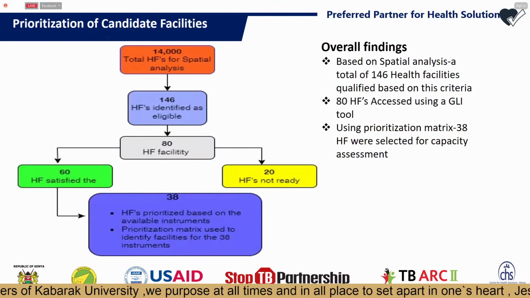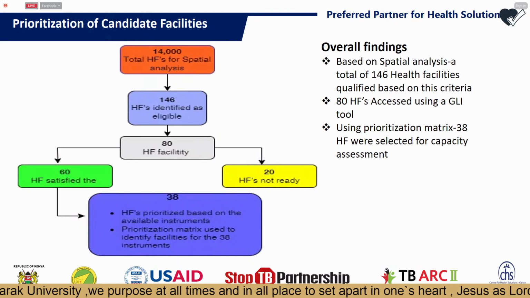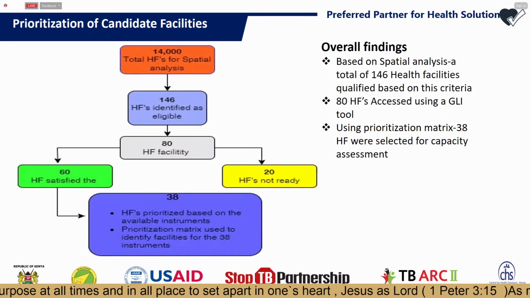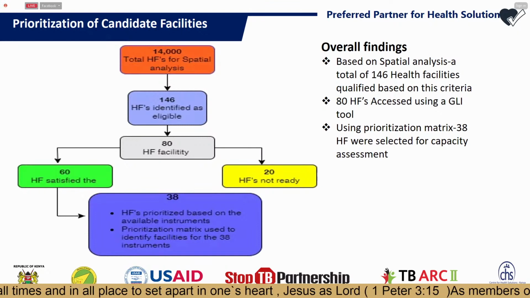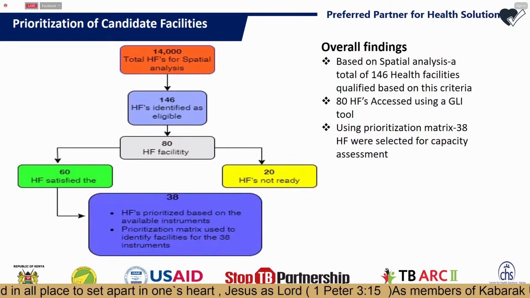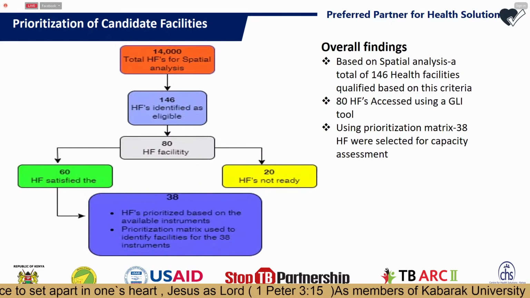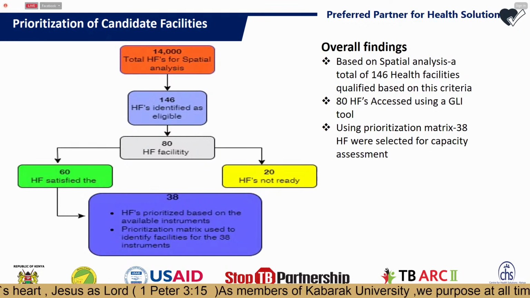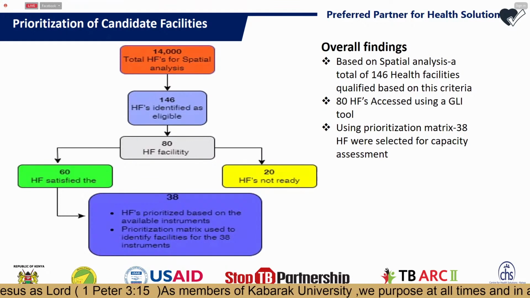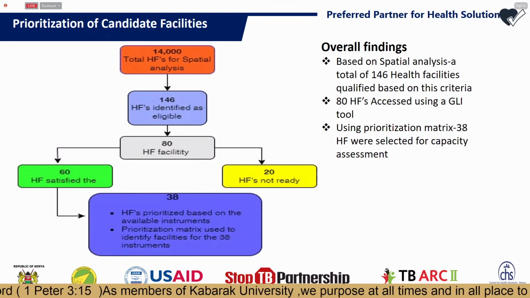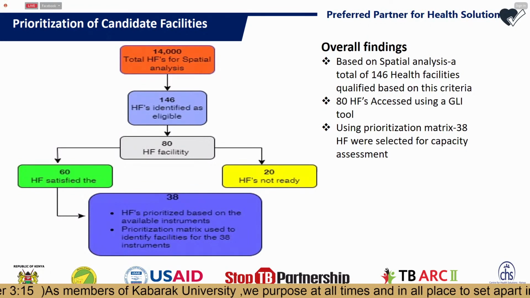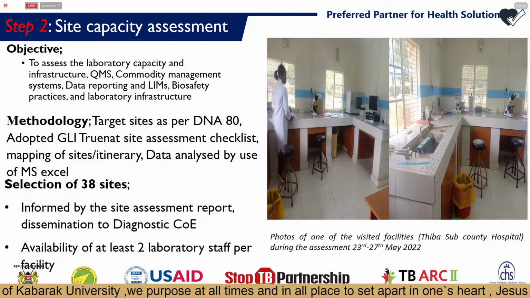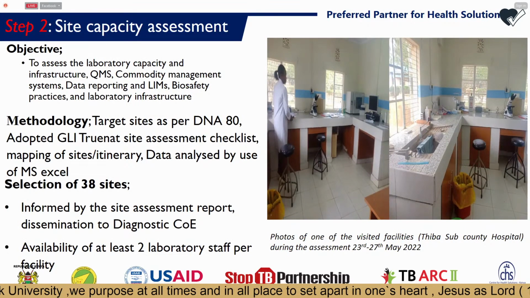So based on what I've shared, on the prioritization of the candidate facilities, we analyzed around 14,000, with 146 being eligible, 80 facilities picked in readiness for assessment, and 60 being ready, 20 not ready. And we went ahead to prioritize 38 because we needed to make sure that we pick the right facilities that would benefit.